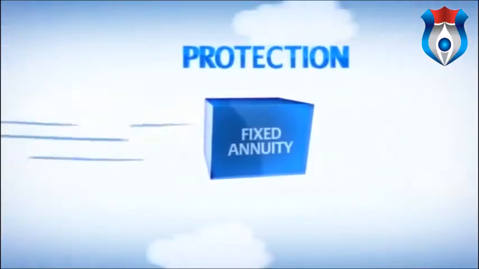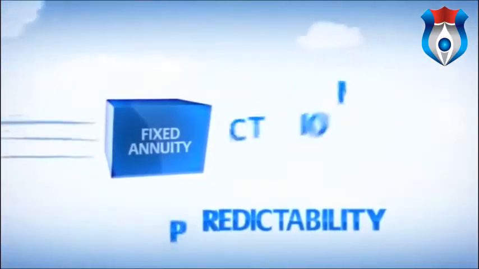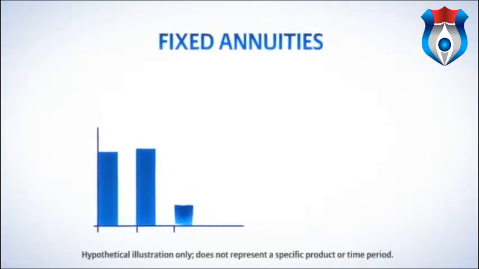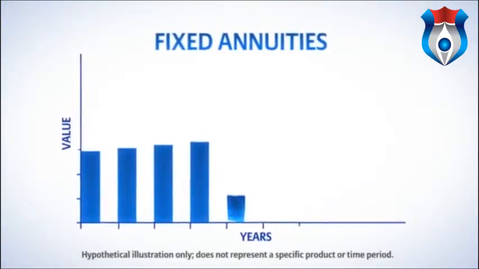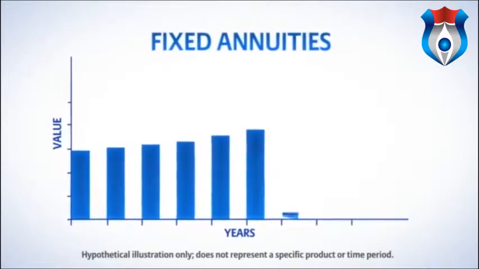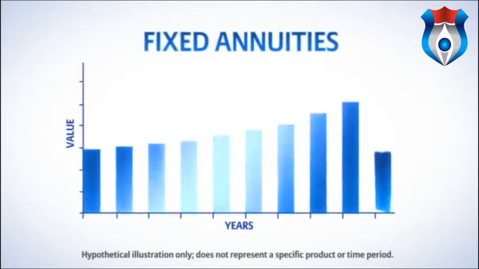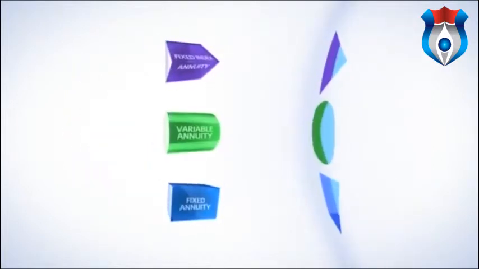If you want protection from market loss and the predictability of knowing exactly how much interest and income you'll receive, a fixed annuity may appeal to you. Fixed annuities earn steady or fixed interest for a specified period of time. They also protect your money from the drama of the stock market.